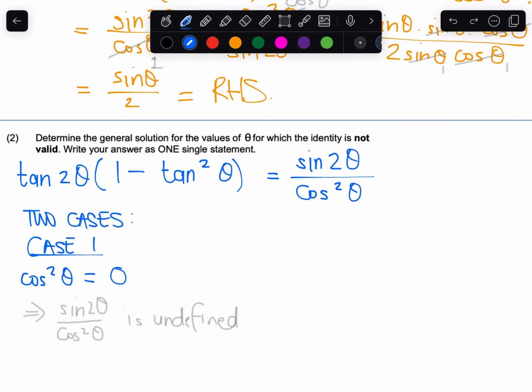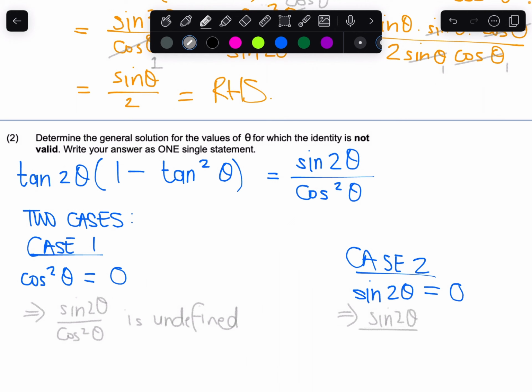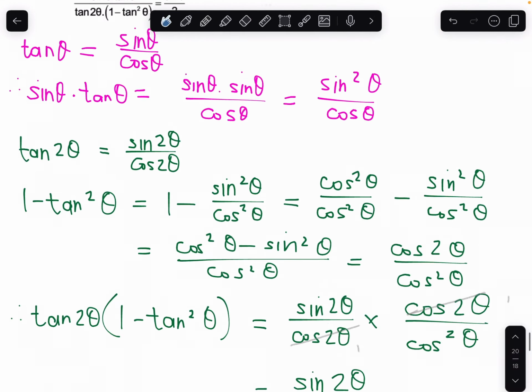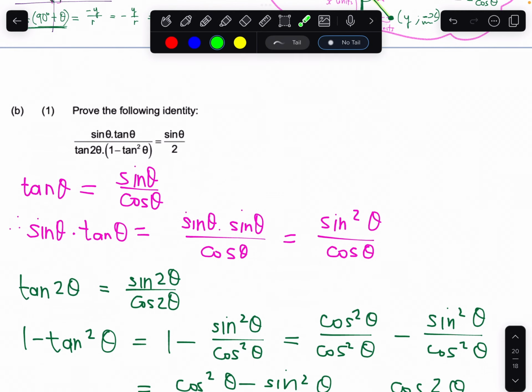Then the second case we're concerned with, case 2, is the case where sine 2 theta is equal to 0, because then sine 2 theta over cos squared theta will be equal to 0, right, which would result in this left-hand side, right, having a division by 0 if this expression is equal to 0.